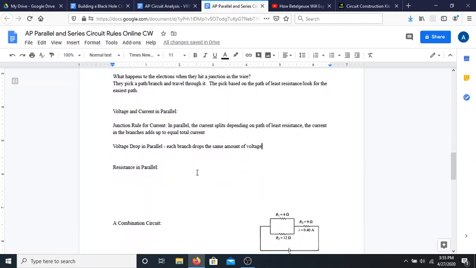All right. Now, in parallel, resistors act in a rather interesting way.